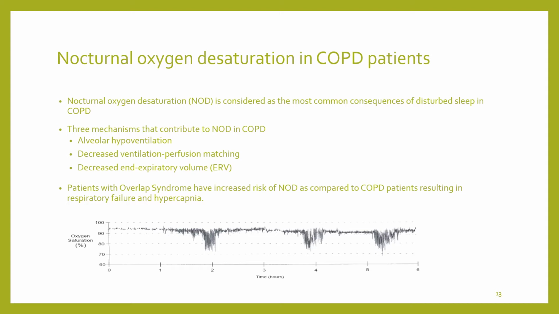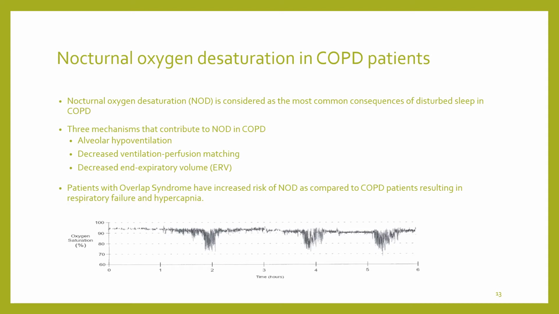There are three mechanisms that contribute to NOD, and one of them is alveolar hyperventilation. The other one is decreased ventilation perfusion matching. And finally, the third one is decreased end expiratory volume, ERV. COPD patients suffer from all three categories. They have what is known as alveolar hyperventilation. Because the alveolar is damaged in these patients, they don't really do too well in regard to oxygenation. Obviously, this results in ventilation perfusion mismatching, and they also have end expiratory reserve volume, which is decreased.